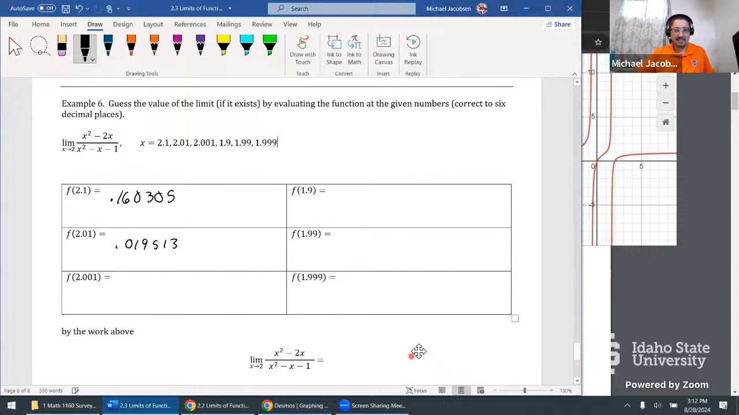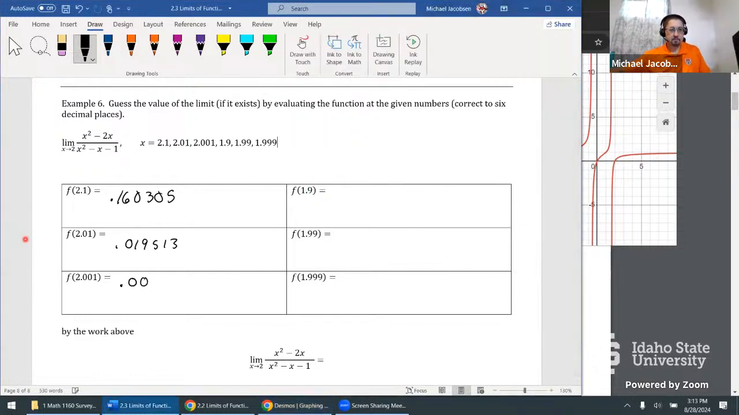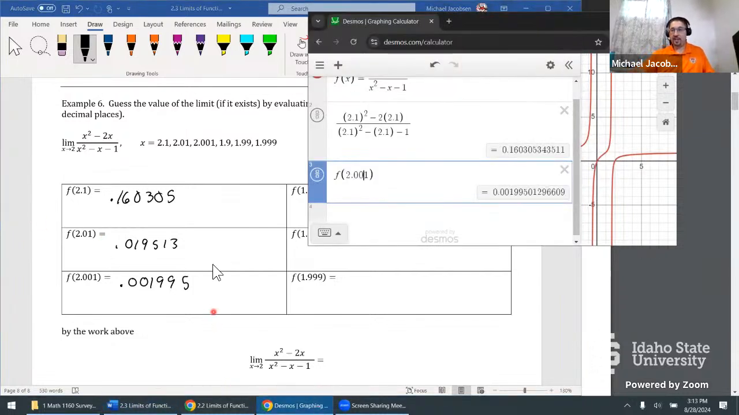And this is a lot of digits for me to try to convey. Let me know if I get any of these wrong. 0.019513 upon rounding. Next. Now this one's getting extremely close to 2, so throw in another 0. And the output itself is getting closer to 0. This time it's 0.001995. Any questions, folks, with those function values there?